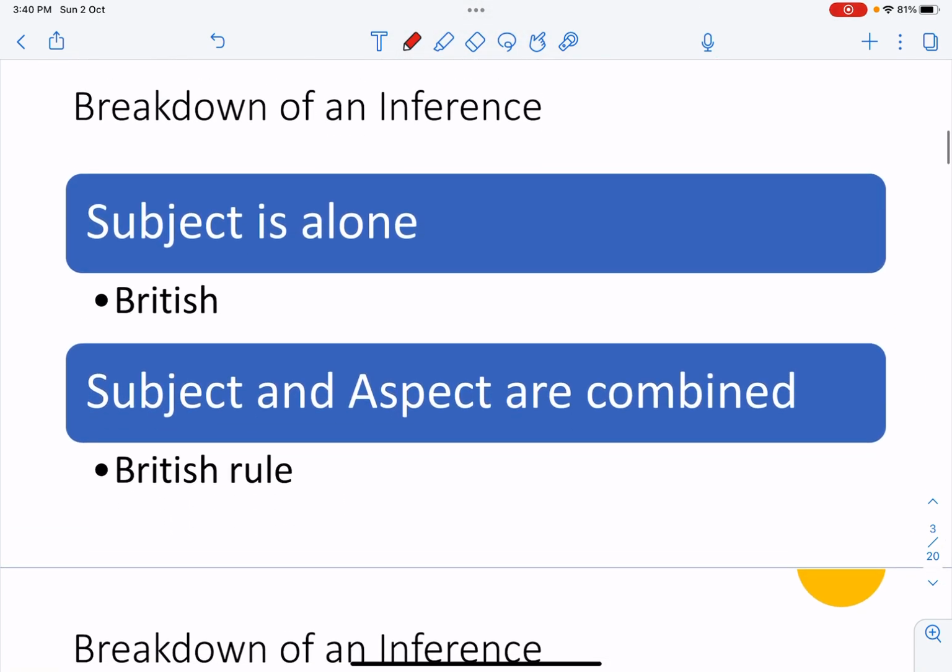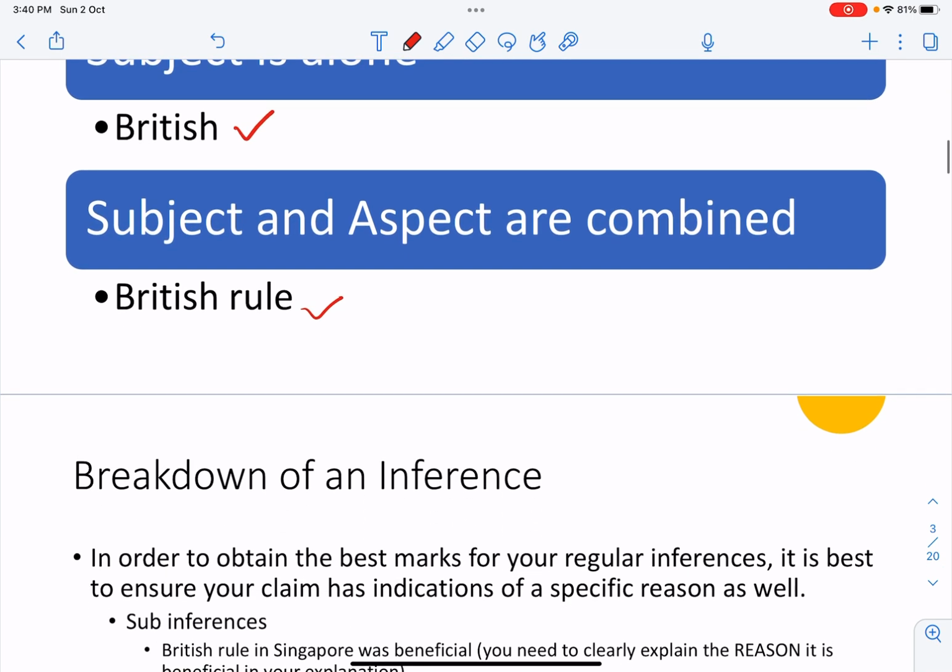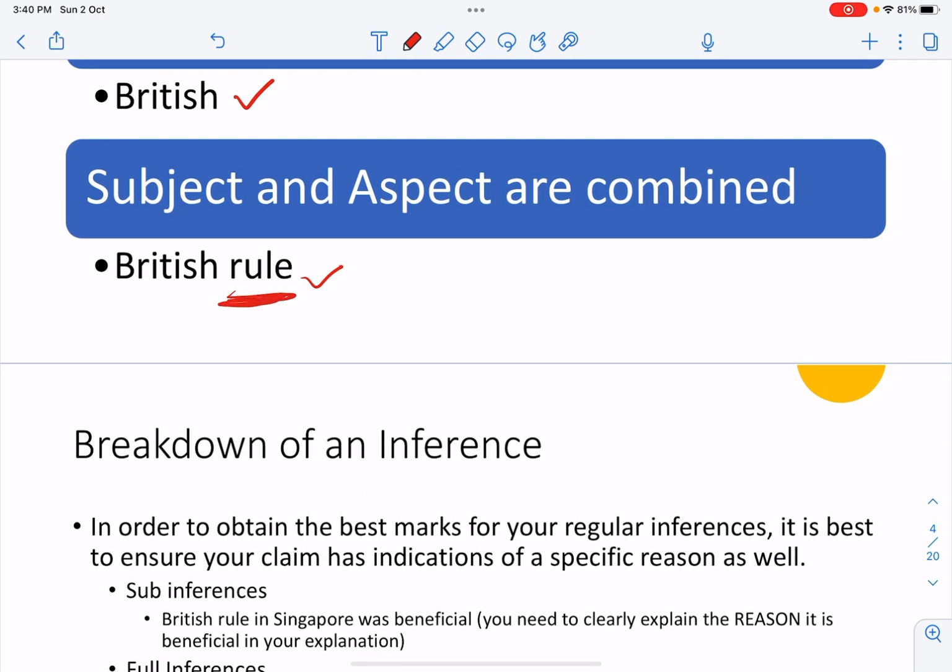Now, just to recap again, breakdown of an inference. The subject can be given alone. They just tell you, what can you infer about the British? In this case, you need to find out the aspect. Or they can tell you, please infer about British rule. In this case, they already tell you to infer specifically about this subject and specifically about this aspect, which is the rule itself.